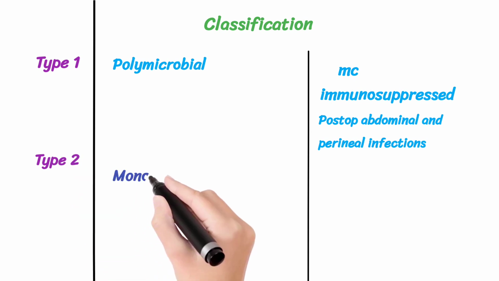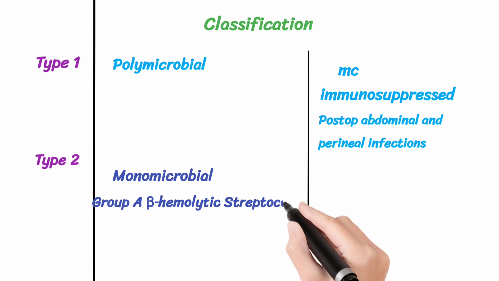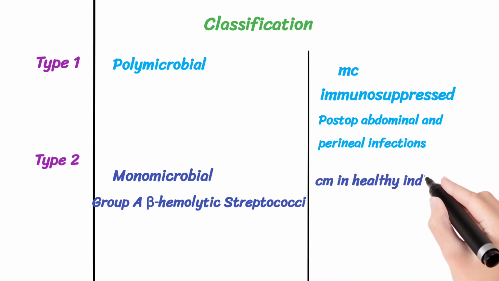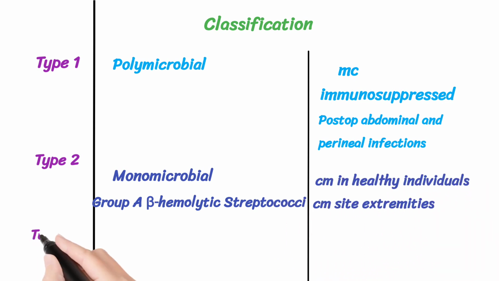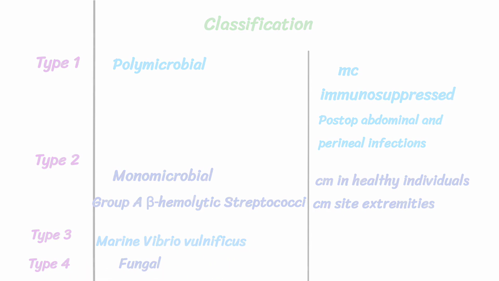Type 2 is monomicrobial, that is group A beta hemolytic streptococci. It is common in individuals, and the common site is the extremities. Type 3 is the marine Vibrio vulnificans, which is common in marines, and type 4 is the fungi.